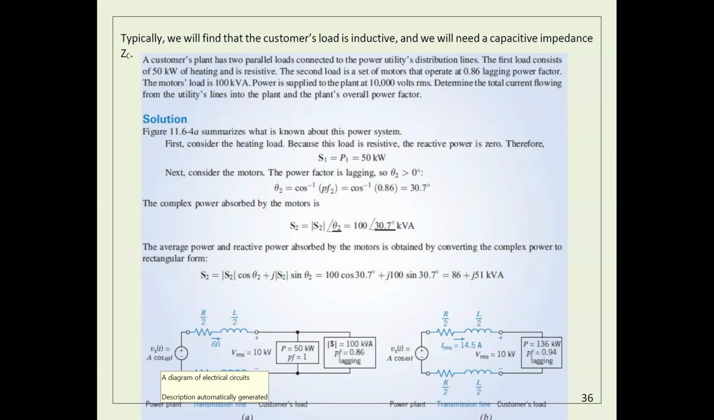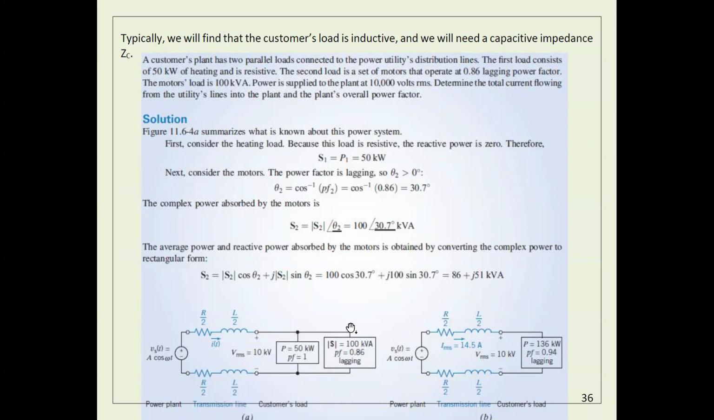We have one load, which is 50 kilowatts, and the power factor is 1. When you see the power factor is 1, what does it mean? It means this load is resistive, only resistance. And actually it's mentioned here: the first load consists of 50 kilowatts of heating, and it is resistive. That's why the power factor is 1. Here I have a heater, which is just a resistive load, so the power factor of this load is 1.